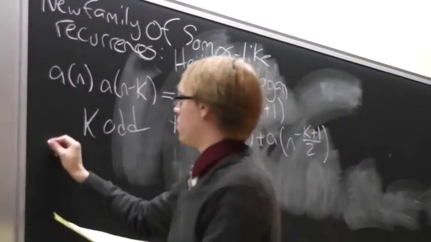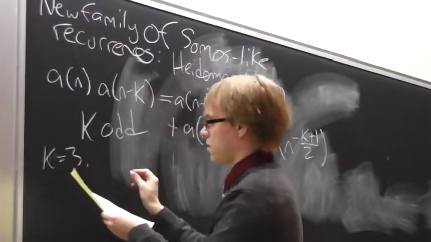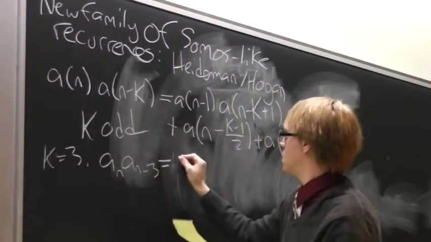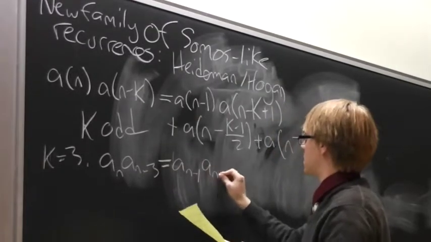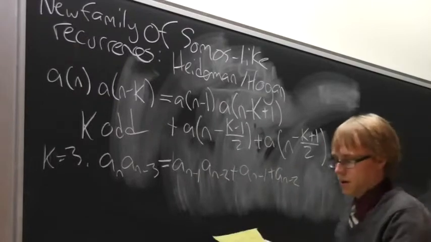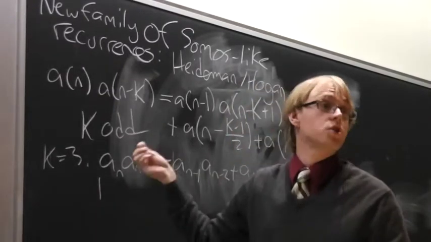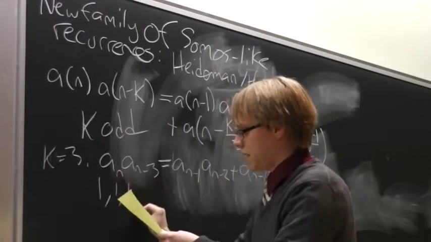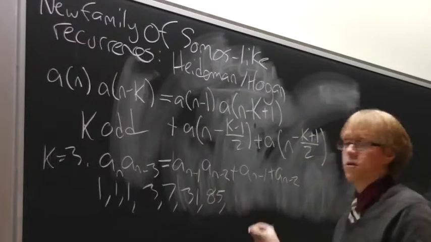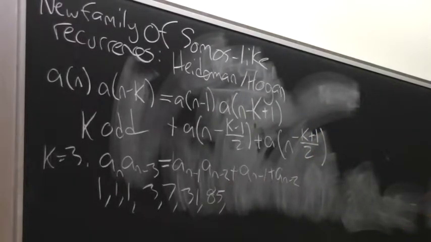So just for example, if k equals 3, you get a sub n times a sub n minus 3 is a sub n minus 1, a sub n minus 2, plus a sub n minus 1, plus a sub n minus 2. And this is the sequence. We start, again, we're always starting off with all ones. 1, 1, 1, 3, 7, 31, 85, so on and so forth. So once again, this is another example of a sequence that surprisingly turns out to be integral.